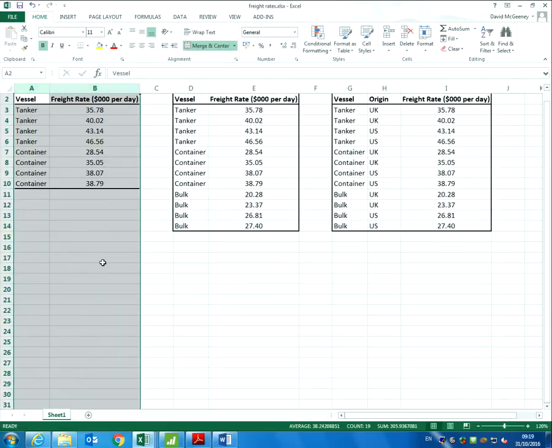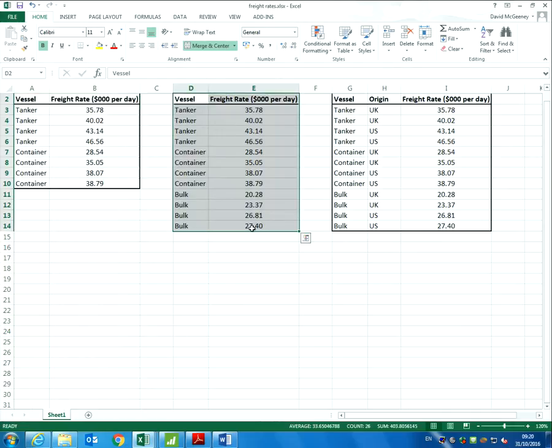Okay, freight rates. We want to compare tankers and containers. What would be the correct test? It would be the two-sample t-test. Because, how many factors have you got? One. How many levels does it have? Two. Okay, so one factor at two levels, it's the two-sample t-test.